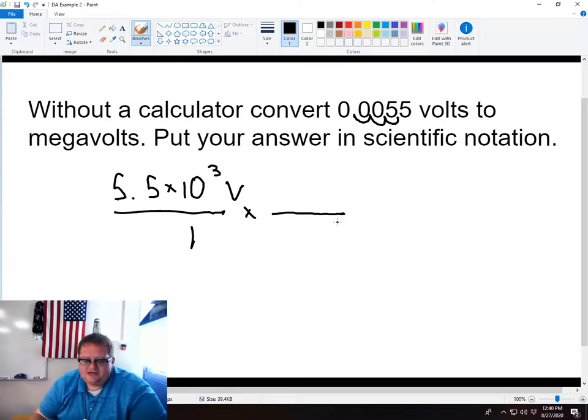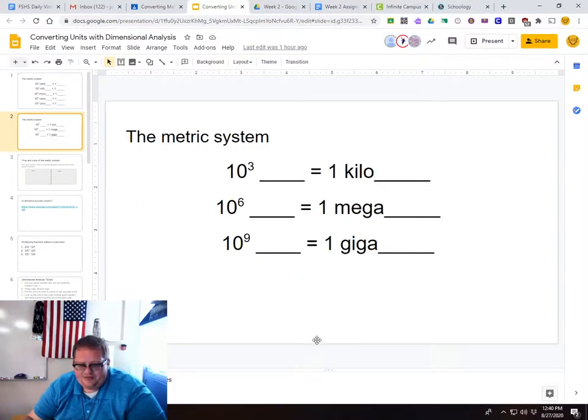Now I'm going to look up, right? So I want to go from volts to megavolts. Great. So I need to look up and see how many volts are in a megavolt, or how many megavolts are in a volt. And so once again, I'm going to go back to that page that you hopefully already have. And I see here, it says 10 to the 6th blank equals 1 mega blank. Once again, the base unit is that thing without a prefix. So in this case, our base unit would be the word volt. So every one of these blanks is really the word volt right now. So it says there's 10 to the 6th volts equals 1 megavolt.